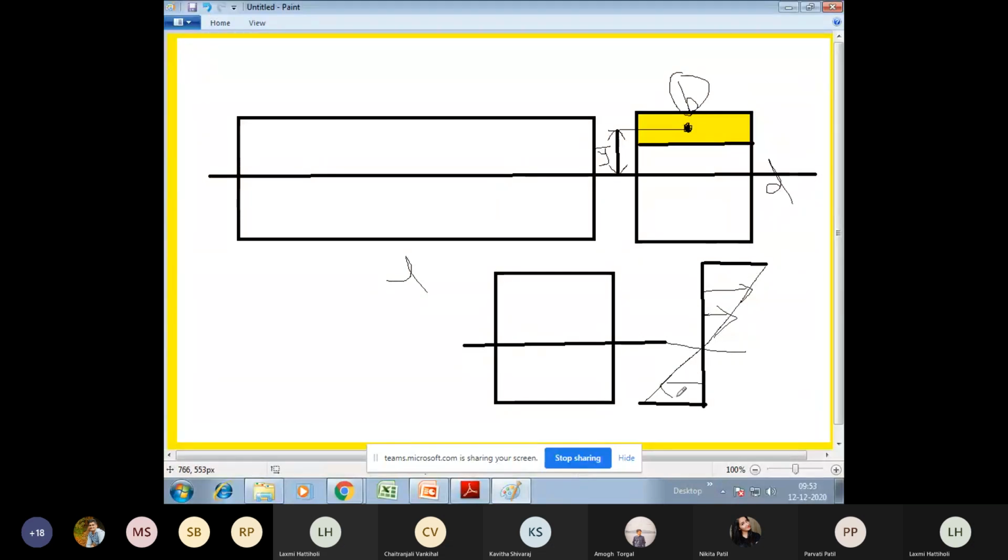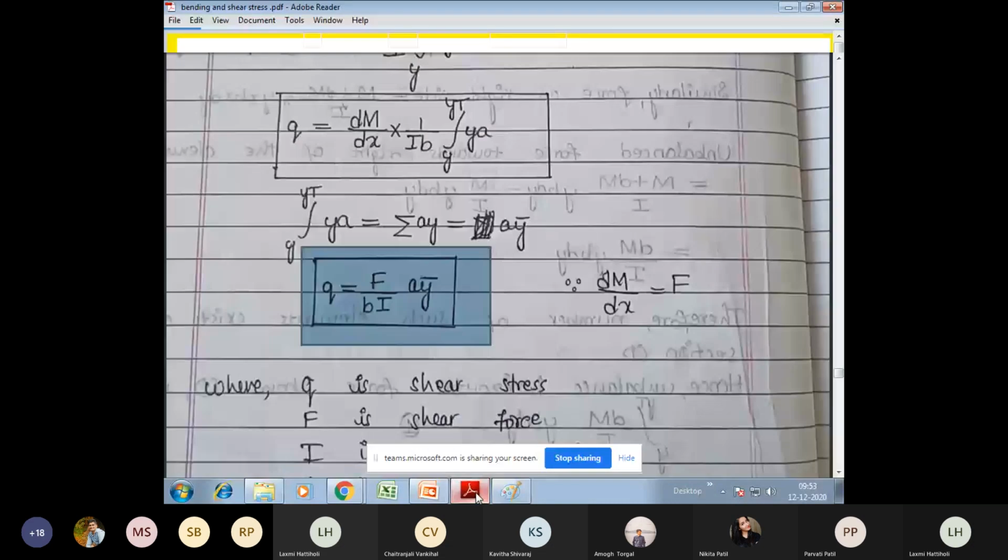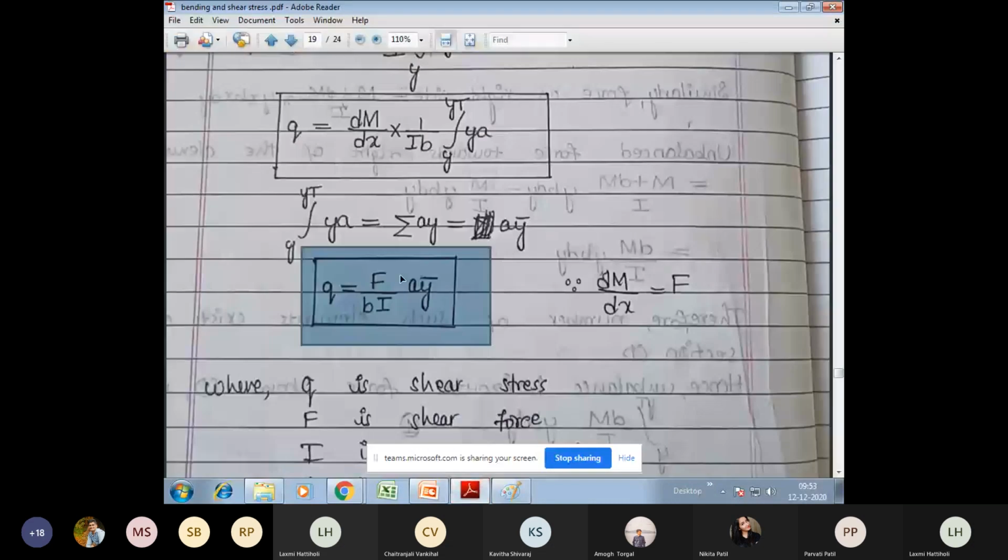Now this is the bending stress variation. But today you have learned about the shear stress. So what is the shear stress formula? This is the shear stress formula. Now based on this formula, you tell me where is the shear stress maximum? Whether it is maximum at the top, or at the bottom, or at the neutral axis.